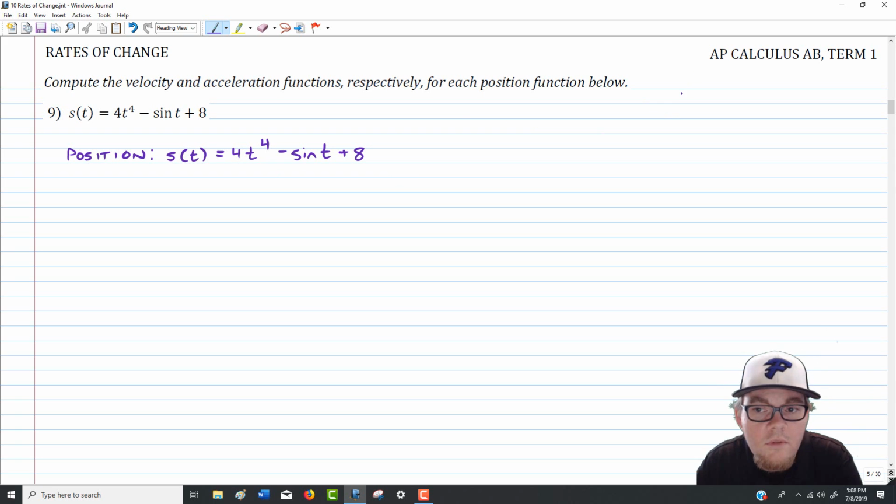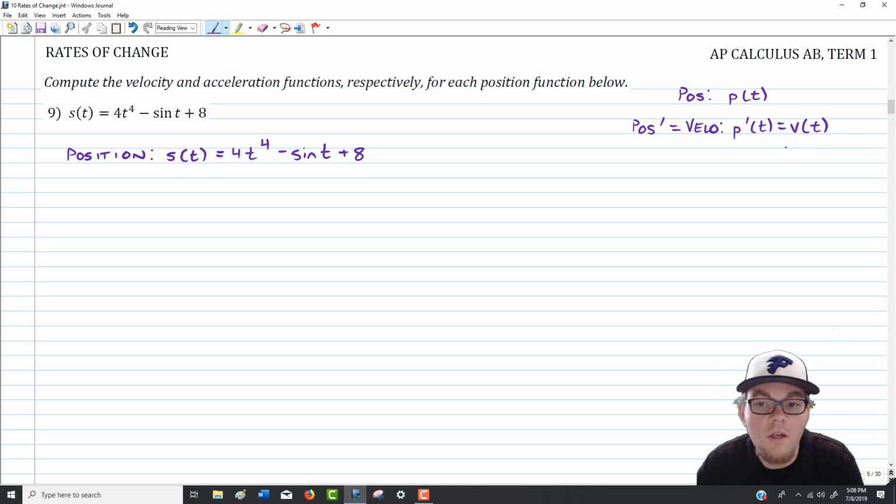Now, as far as details, hopefully what you'll remember is that if you have a position function, p of t, then the derivative of that position function is just like asking for its rate of change. Like the rate of change of your position is how fast you're moving, as well as the direction, which means that this would be called velocity. So in other words, p prime of t, if p is our position, is equal to the velocity of t, which we're going to call v of t.